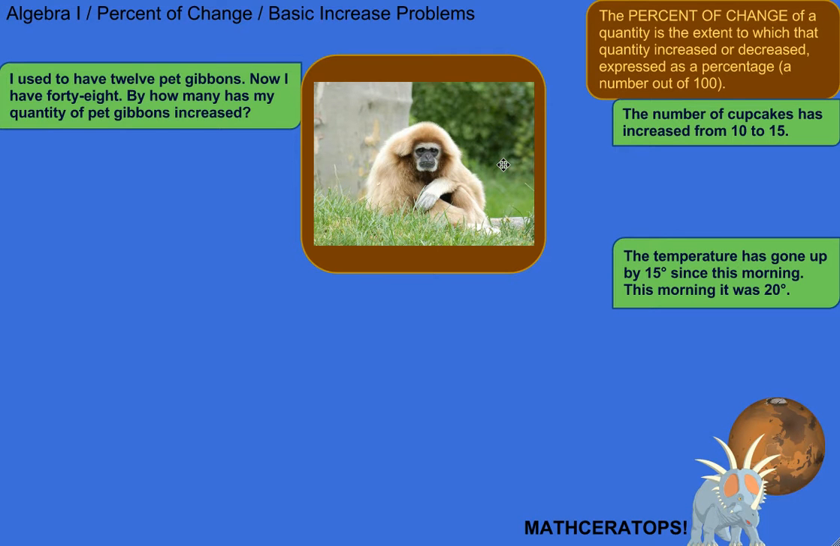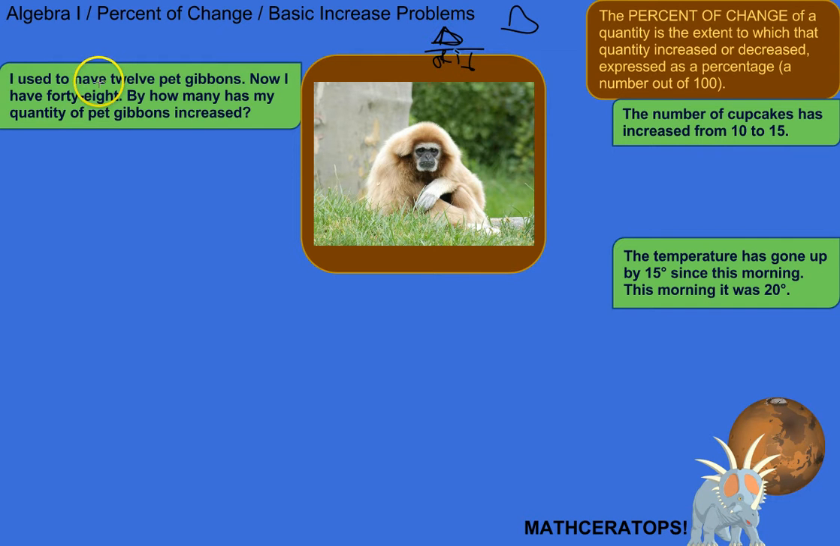Anyway, the basic idea of percent of change is, here's how I would write it. The change in the quantity, that's not a very good delta. Have you seen those triangles? They're deltas. That just means change. The change in the quantity over the original quantity. That's basically how you're going to set it up.